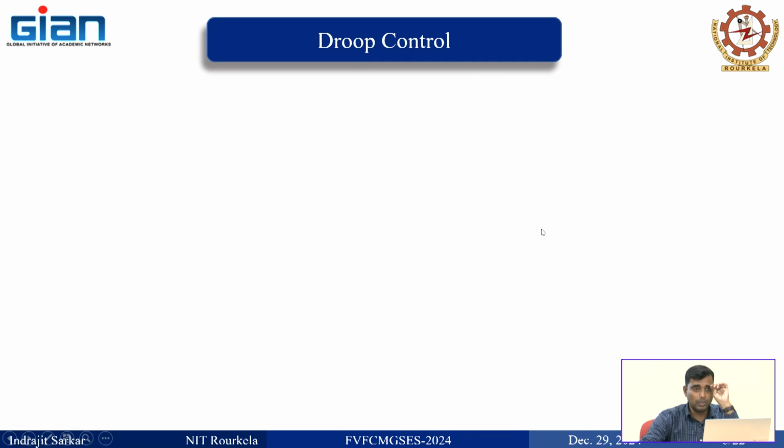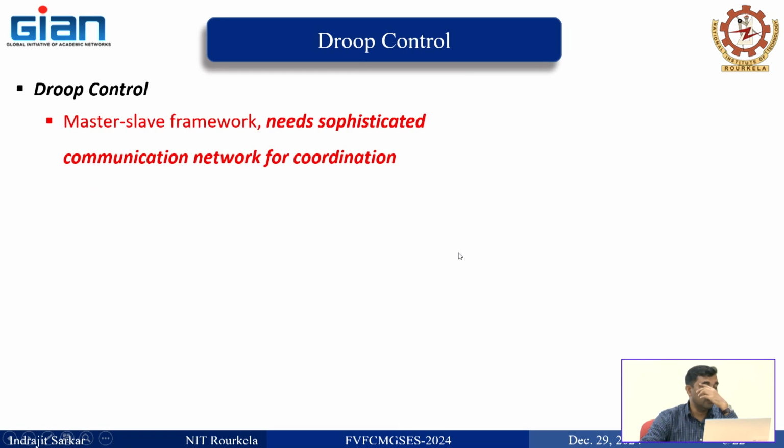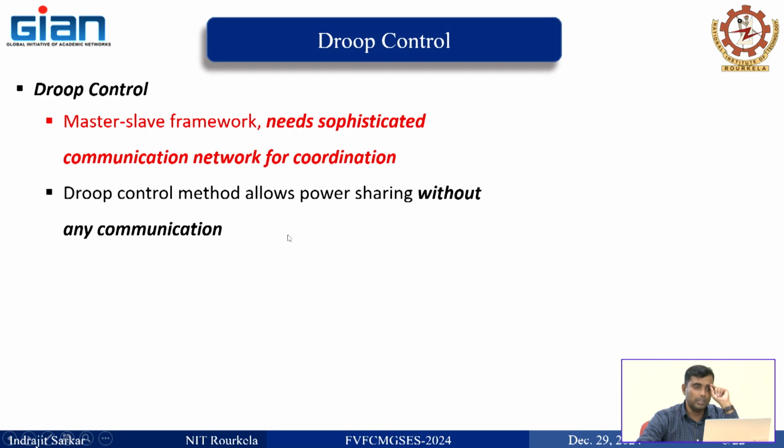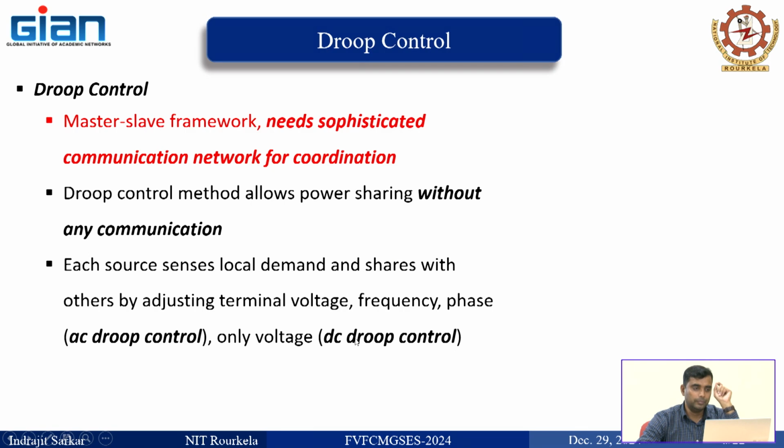Okay, let's see what this droop control thing is. One of the major advantages of droop control is, I told you that droop control is not the only method you can follow. There is also a master slave framework you can follow, but that needs sophisticated communication. If you have communication, then there is a separate field that you have to implement along with the control that you have. So that communication network is necessary for coordination, which is not required for the droop control method. Droop control method allows power sharing without any communication. How it can be done, we'll see.